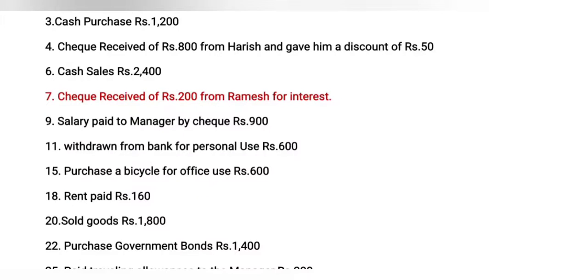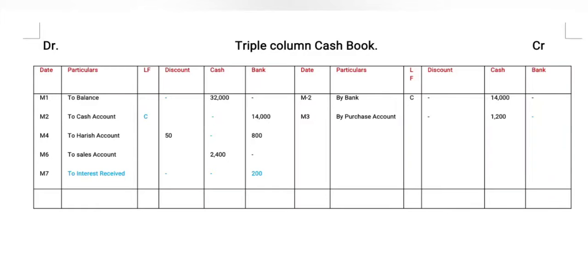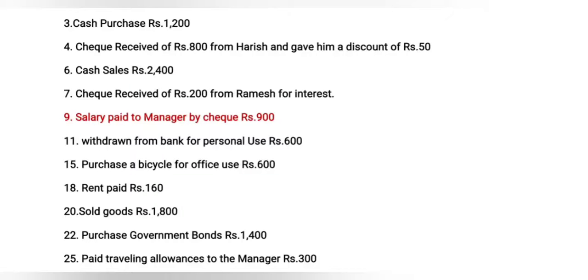7th date, check received of rupees 200 from Ramesh for the purpose of interest. Now we go to the debit side of the cash book, March 7 to interest received. Since it is received through the check, we take the amount 200 in the bank column. This transaction is complete. Now coming to the 9th date, salary paid to manager by check, 900 rupees.